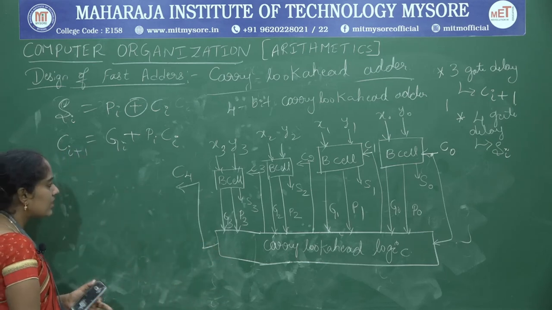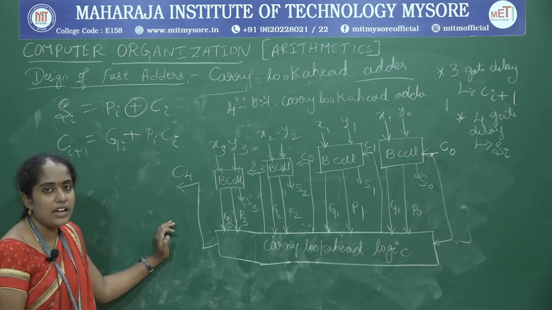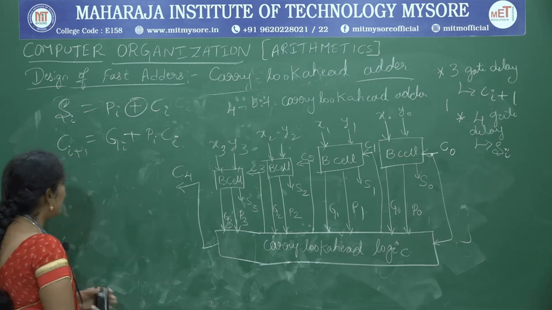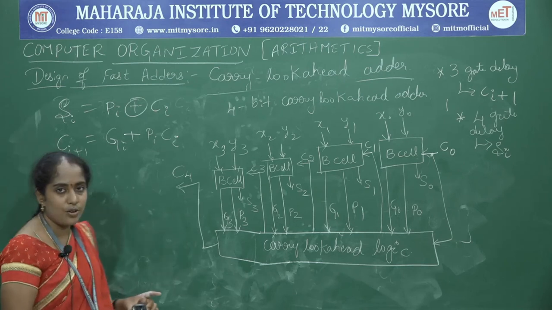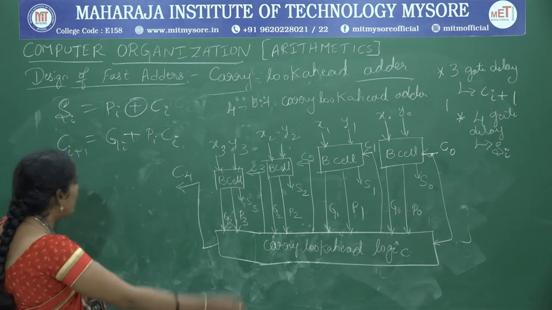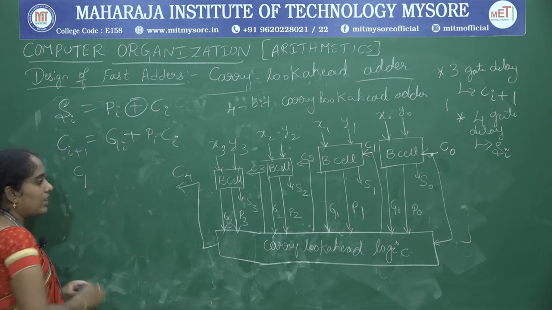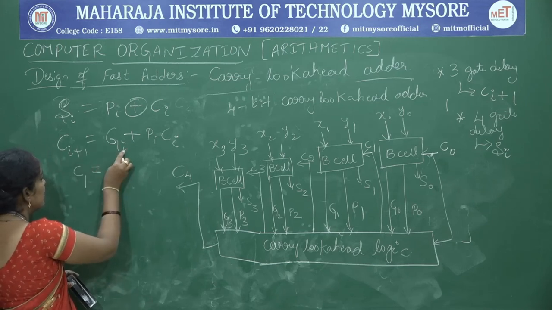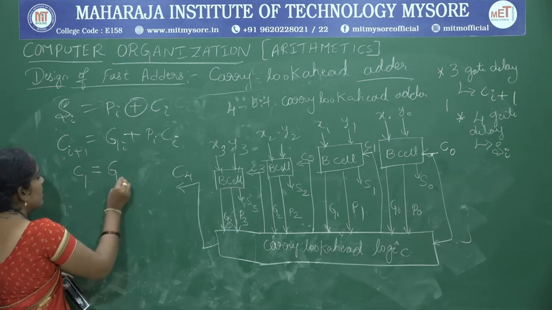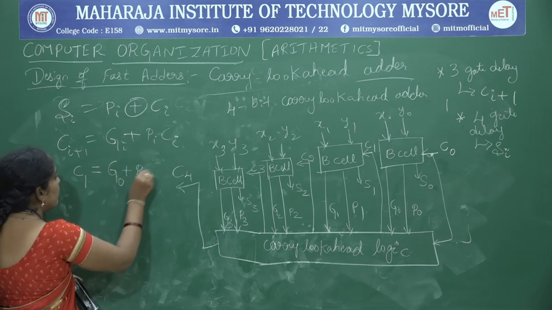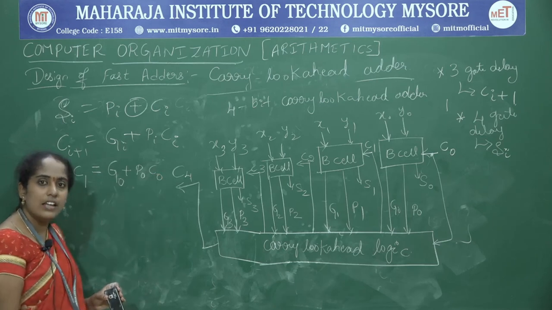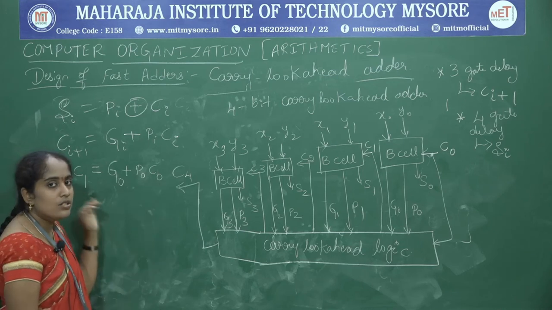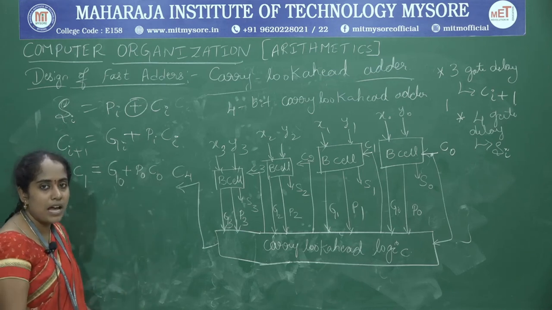After this, how will the addition and carry function be done parallelly? We don't know, right? Okay, take an example. We already have the C0 value, right? So you need to calculate the C1 value. How? For C1, it is G0 plus P0 C0, right? Once we get the P0, G0 and C0 values, the next step is done parallelly.